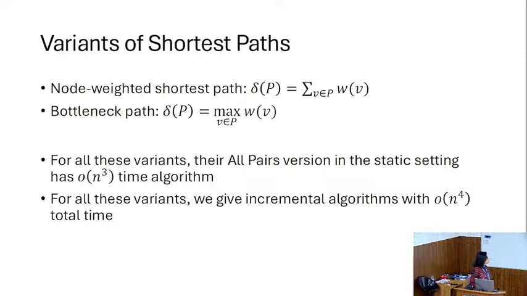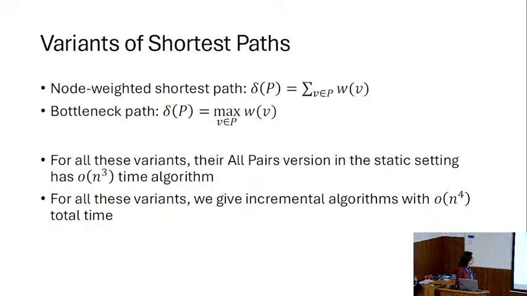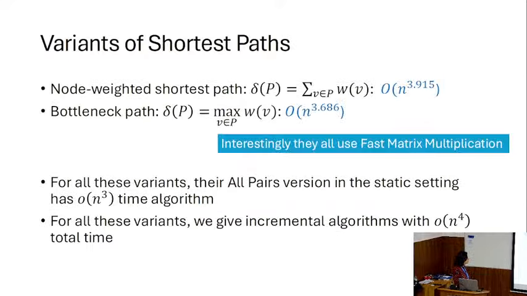All these variants, in their all-pair versions in the static setting, have less than n cube running time. For all of these variants, interestingly, we give incremental algorithms with running time like n to the 4 minus epsilon total time. So for all of these, we can beat the trivial n to the 4 bound. Even more interestingly, the running times we get are like n to the 3.915, 3.686. That tells you that these are using fast matrix multiplication. These incremental algorithms are algebraic in nature.